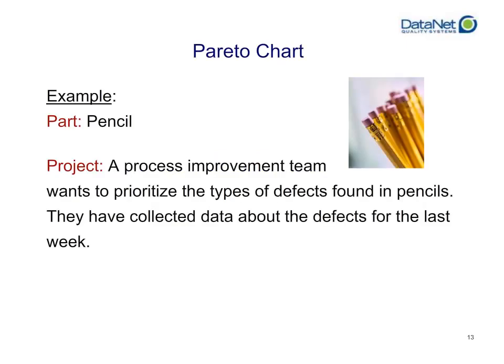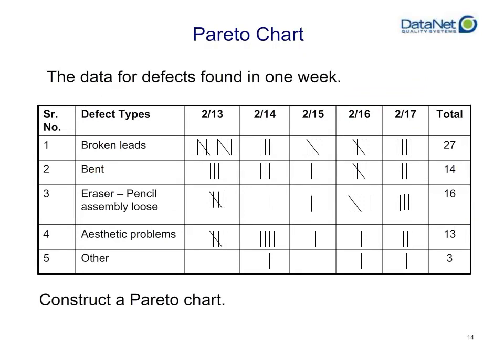So you have a pencil manufacturer. A process improvement team wants to prioritize the types of defects found in pencils. They have collected data about the defects for the last week, so we're going to expand upon the example we covered a little earlier. This slide shows the data for defects found in 1 week. Now our goal is to construct a Pareto chart based on the data found in this check sheet.